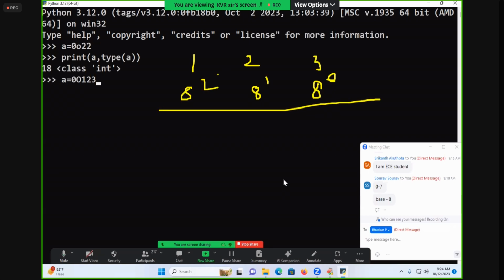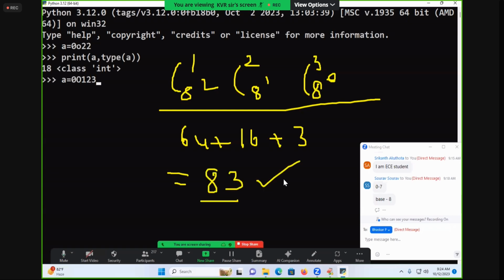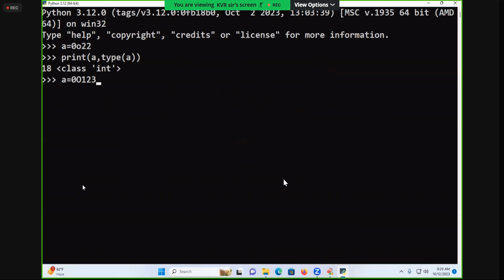What is this now? 1 into 8 square is 64, plus 2 into 8 is 16, plus 3. So it is 83, am I correct? 83 is the decimal equivalent of 0o123. Print of this now, students. 83, got it. Understood?